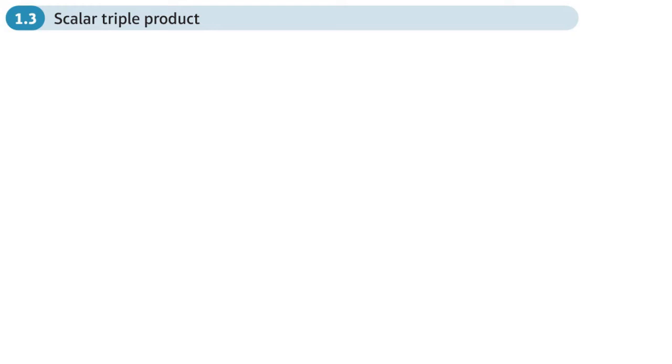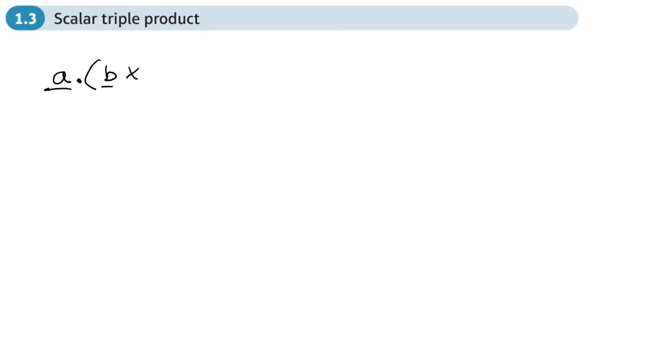This is the third section of the vectors chapter from FP1, and this is the scalar triple product. Okay, so let's define the scalar triple product probably before we go into what we would use it for. It involves the cross product and the dot product. And actually what it is, it's A dot B cross C.